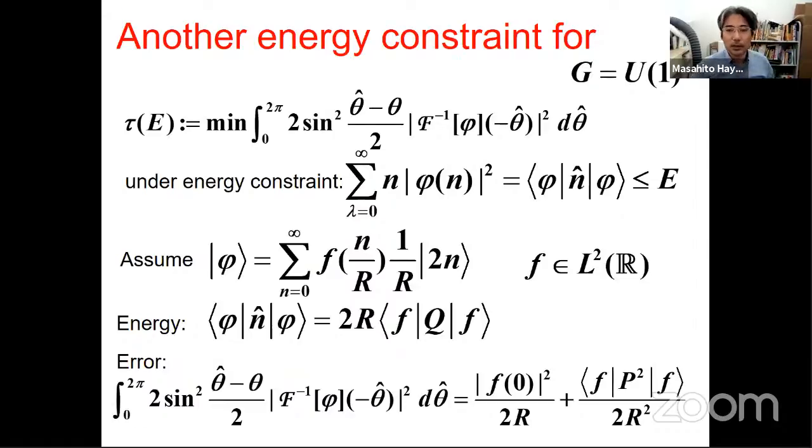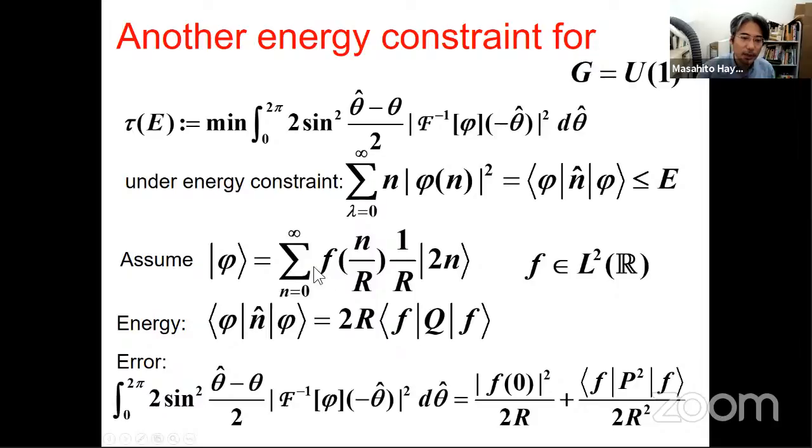But this is another problem. So previously we consider energy constraint on the square of number, but now I want to consider without square, only this one, because in the bosonic system energy is given as this one, not n square. So then we want to consider energy constraint. In that case, we have a different solution. This is quite strange. So we consider minimum value, minimum error under this another energy constraint. So then we have a slightly different one.